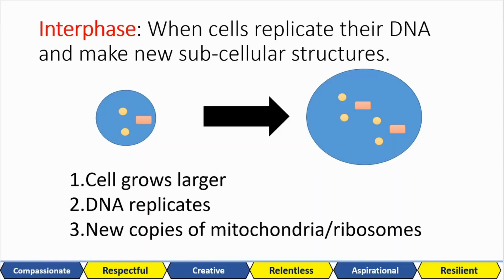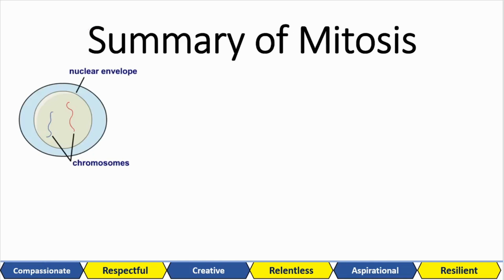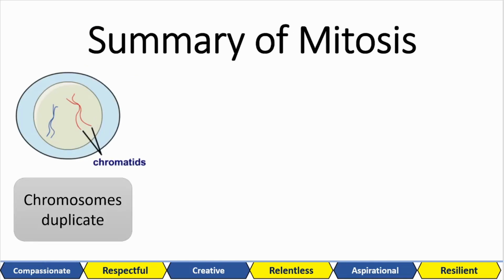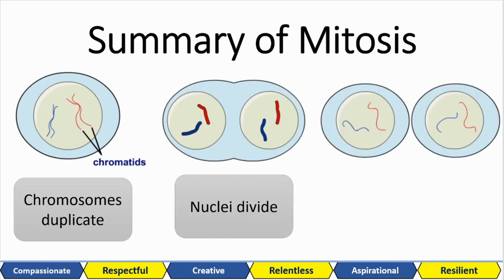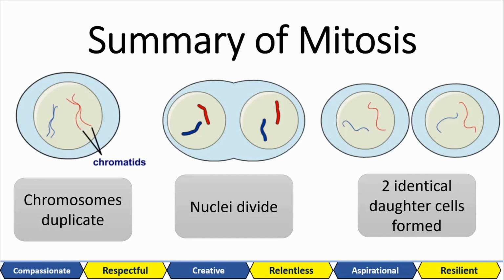I'll summarize mitosis and give you a free summary of meiosis. So first, with mitosis, the DNA duplicates itself, then the nucleus divides. Then you see that we have 2 identical daughter cells formed. I don't know why they're called daughter cells, but that's just what we call them.